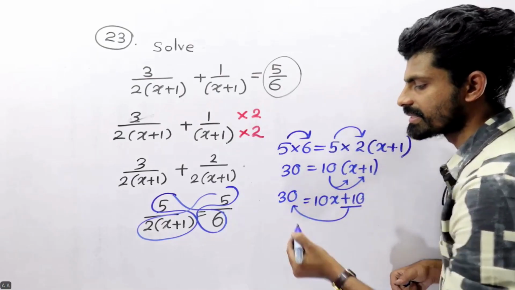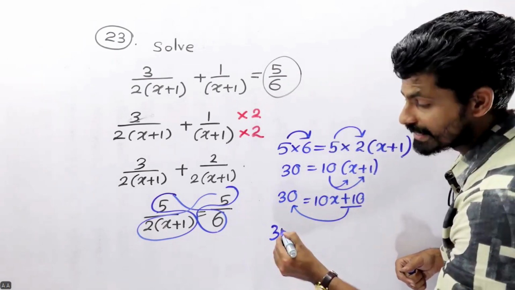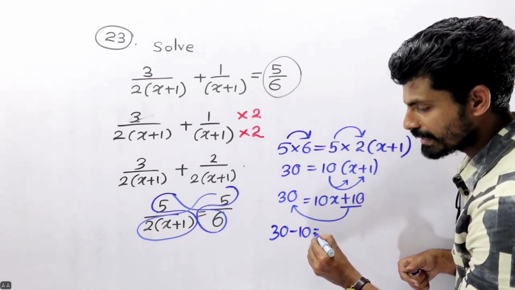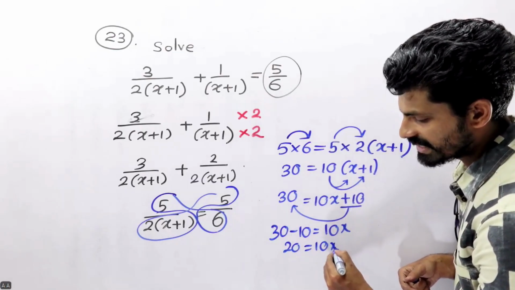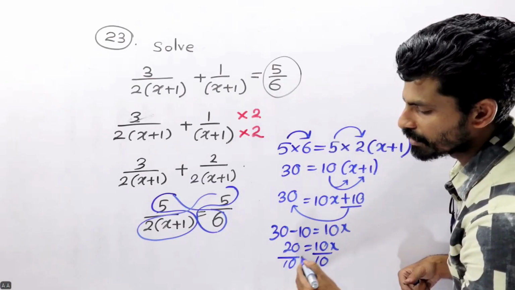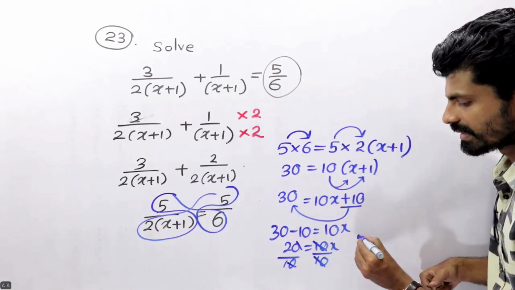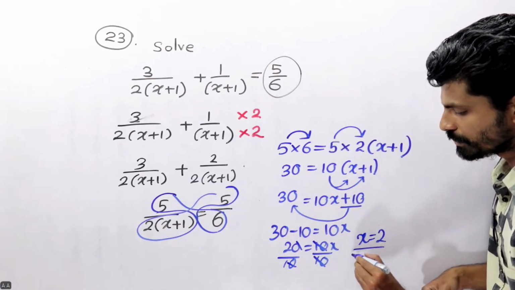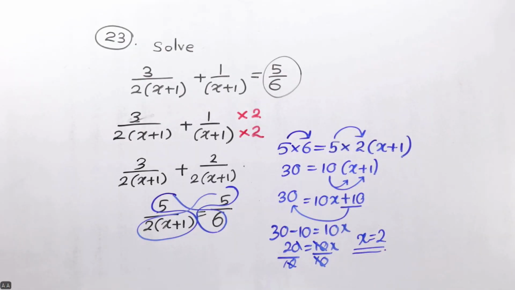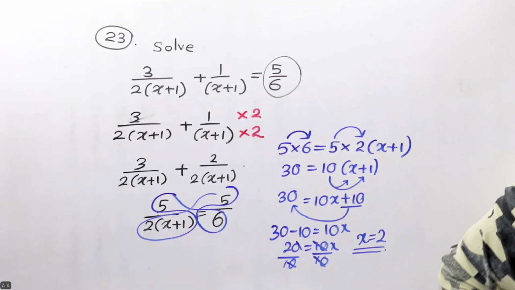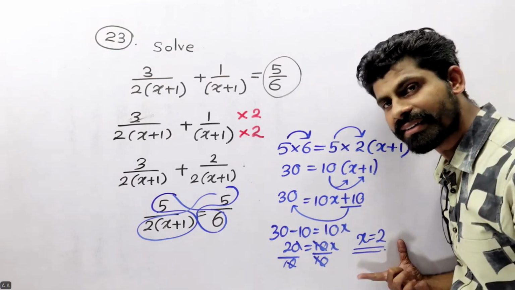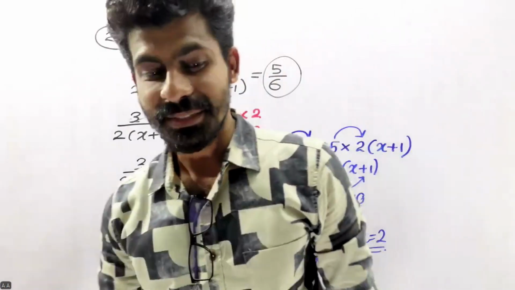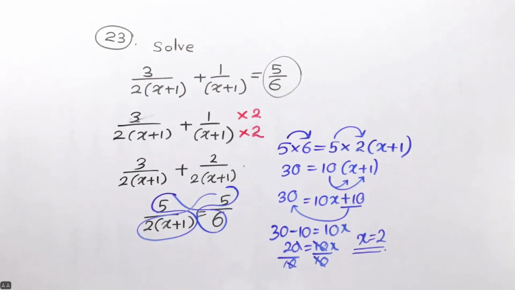Plus 10 moving to the other side, so that means 30 minus 10 equals 10x. So 20 equals 10x, dividing both sides by 10, x equals 2. So x equals 2, what is the answer? 2. That is question number 23.